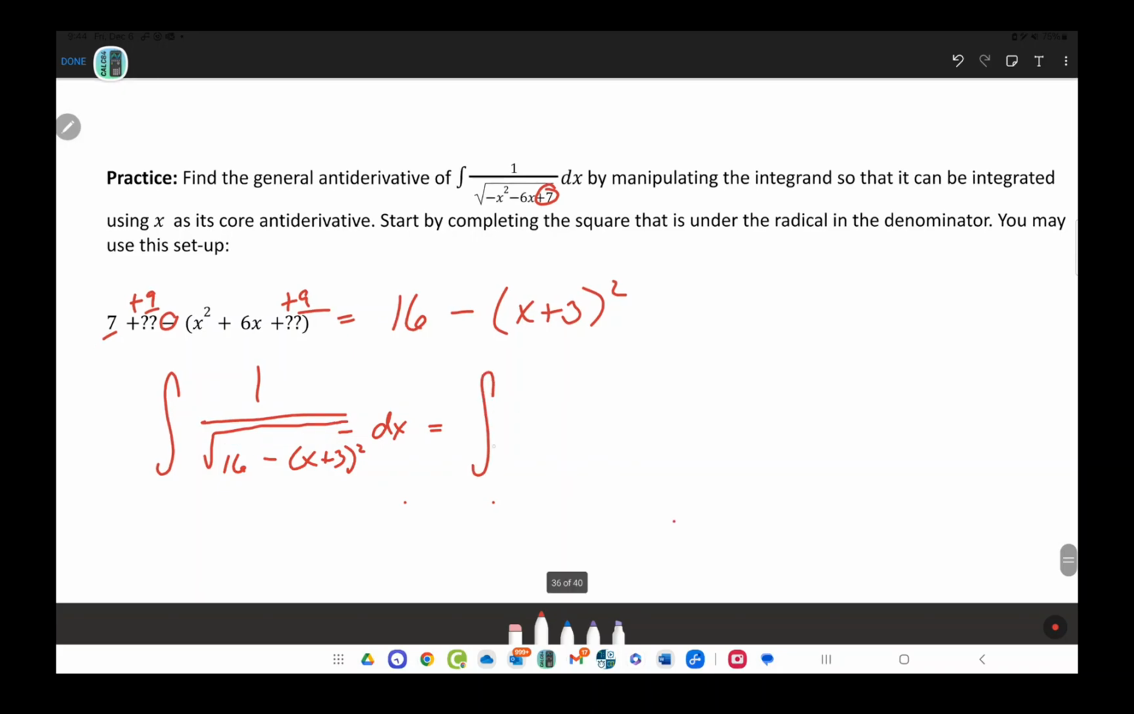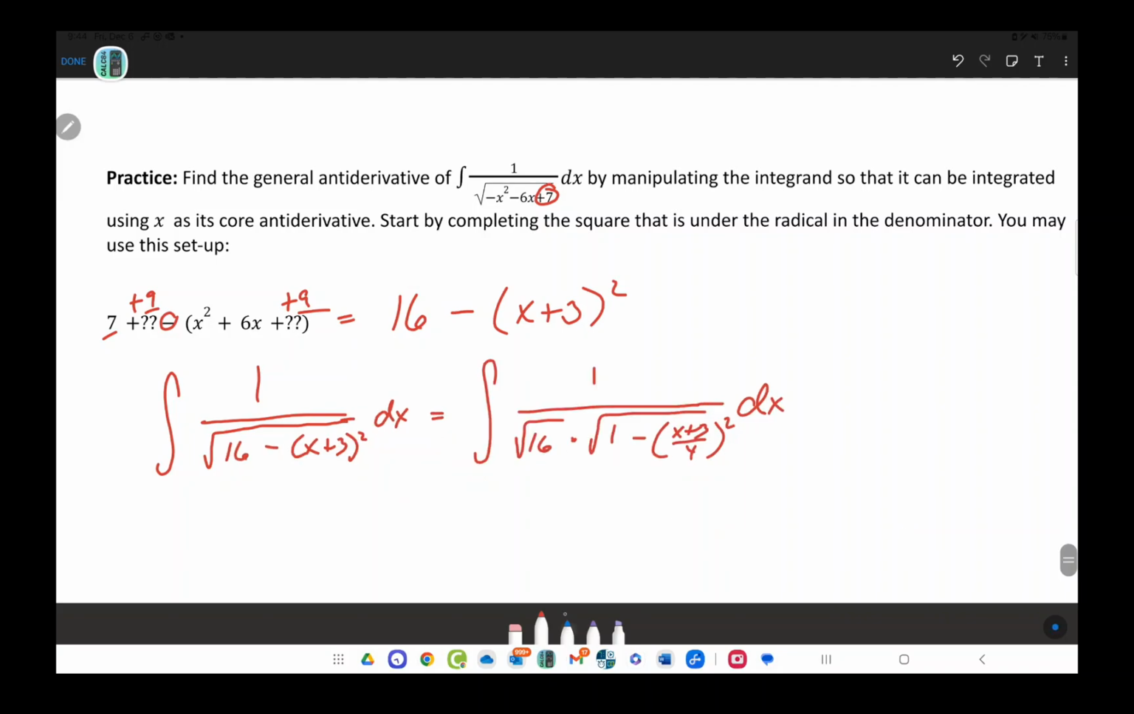So the integral of 1 over the square root of 16 times the square root of 1 minus ((x plus 3) over 4) squared, which is again a 4. You can bring that out. So 1/4 times the integral of 1 over the square root of 1 minus ((x plus 3) over 4) squared.